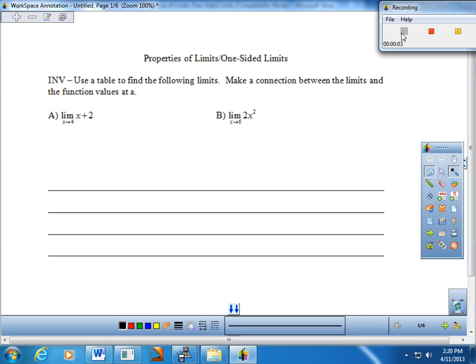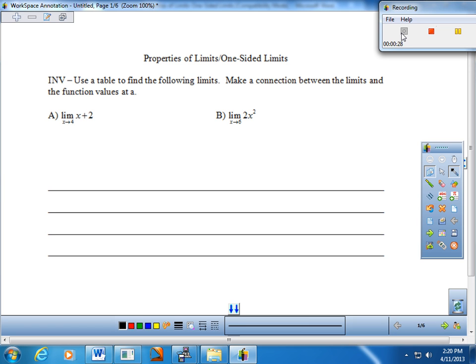Welcome. Today's lesson is entitled Properties of Limits and One-Sided Limits. The front side of your notes worksheet deals with limit properties, and the back side deals with what are called one-sided limits. So we'll develop a few ideas, do a few examples, and this offers a nice continuation to the previous lesson where we introduced the concept of limits. So let's start it out with the investigation at the top and see where it leads.